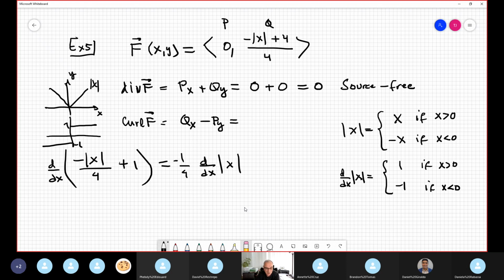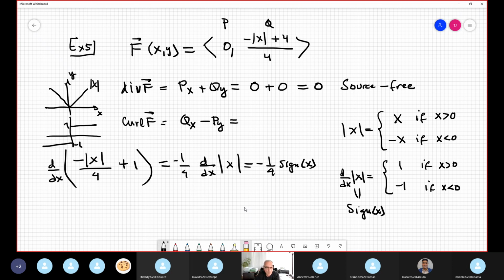This function has one particular name in mathematics: it's called the sign function. So we have negative 1 over 4 times sign of x. It's a function that is positive 1 for any positive number, and negative 1 for any negative number.